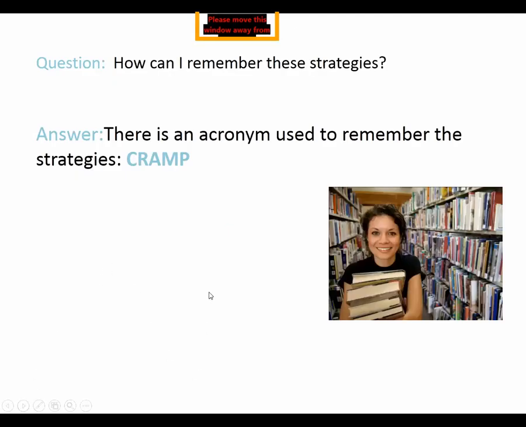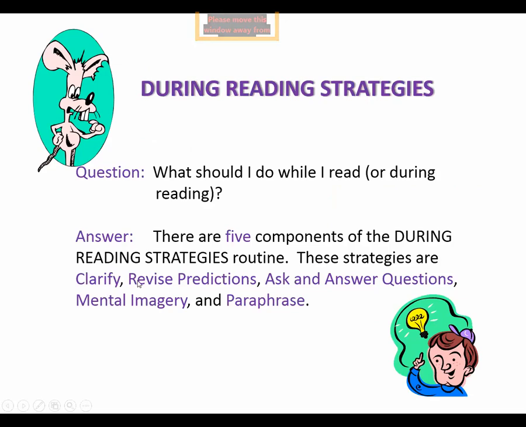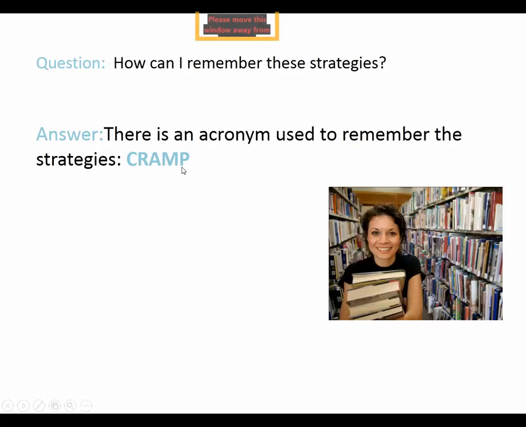Okay. Now, number one, the first strategy was clarify. ठीक है. So how can I remember these strategies? So सबसे पहली बात तो ये कि if I go back to this slide, these 5 strategies, how will you remember these 5 strategies? Clarify, take the C, R, A, M, and P. That will turn out to be cramp. Okay. So in order to remember these strategies, you can remember this word cram.